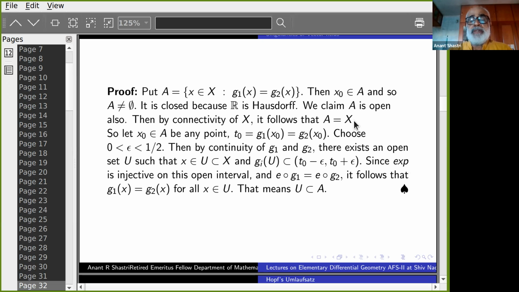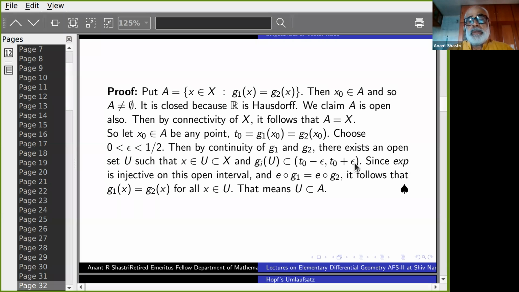How do we show that A is open? Take any point x naught at which G1 of x naught is equal to G2 of x naught. Choose some epsilon positive, preferably less than half. Then by continuity of G1 and G2, applied separately each time, there exists an open subset U such that x is inside U, contained inside X, and Gi of U is contained inside (t naught minus epsilon, t naught plus epsilon).